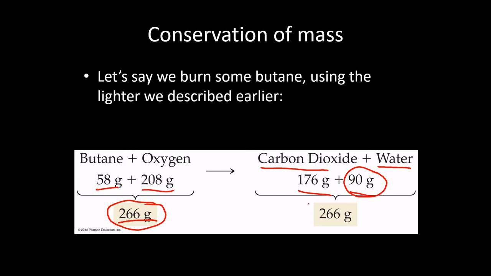It really is like a mathematical equation, essentially. So we know that we had 58 grams plus 208 grams, and that must be equal to some unknown amount of one thing plus 90 grams. And so it really is just like a mathematical equation where you would be solving for whatever that missing part was.